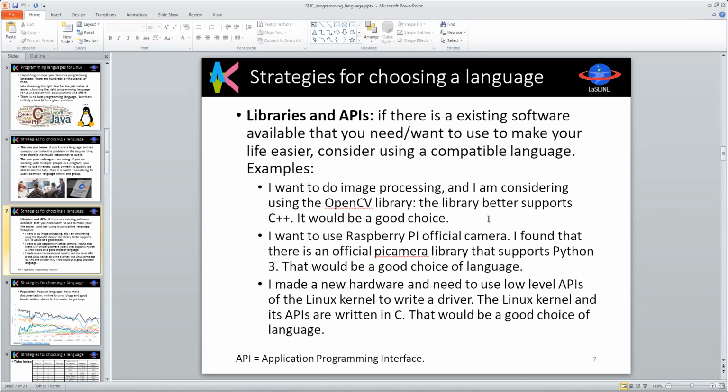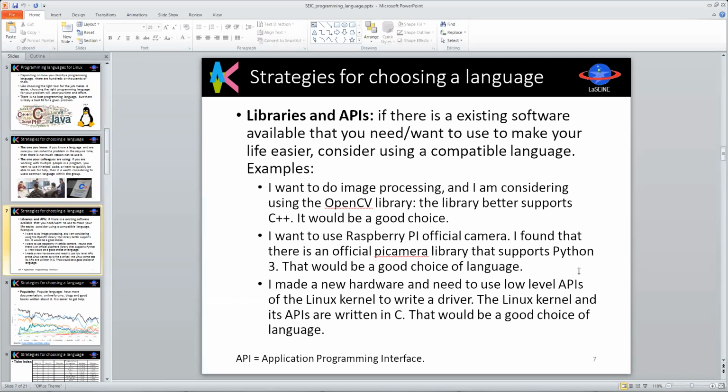Another real example: let's say I want to use the Raspberry Pi official camera to take photos. I found out that there is an official library called PyCamera that supports Python 3. Then Python 3 would be a good choice of language in that case. Or let's say there is no pre-existing software, I made completely new hardware, and I need to access it through low-level APIs of the Linux kernel. I need to talk to it directly. In that case, you look at the operating system's language itself. The Linux APIs are written in C, and in that case, C would be a very good choice.